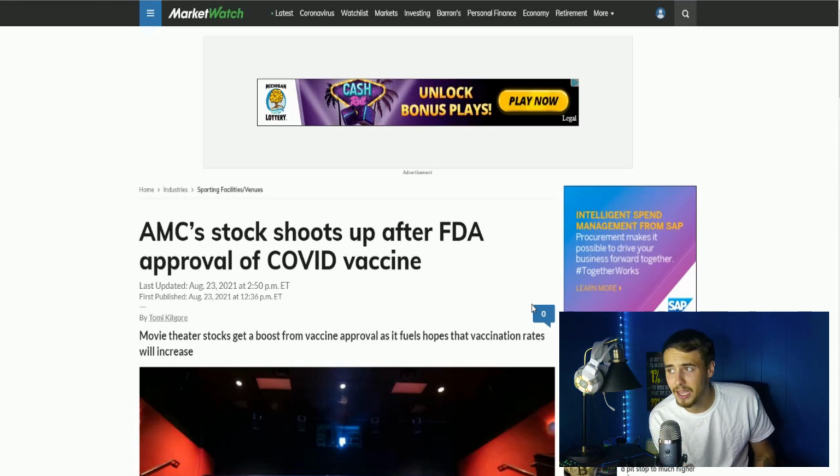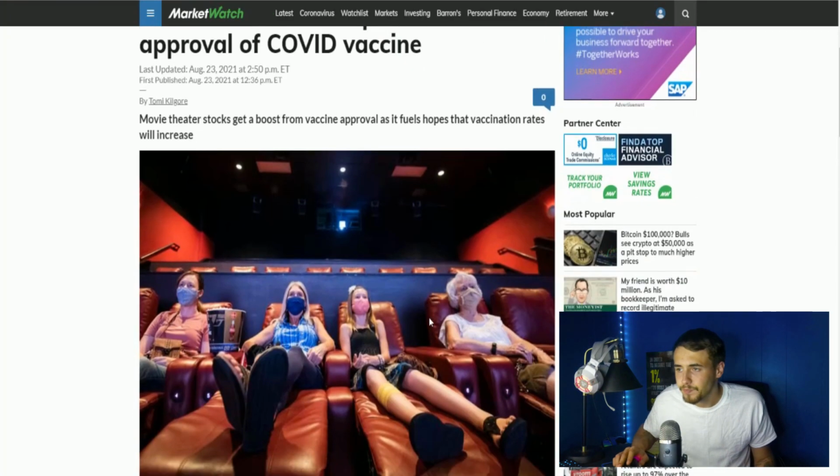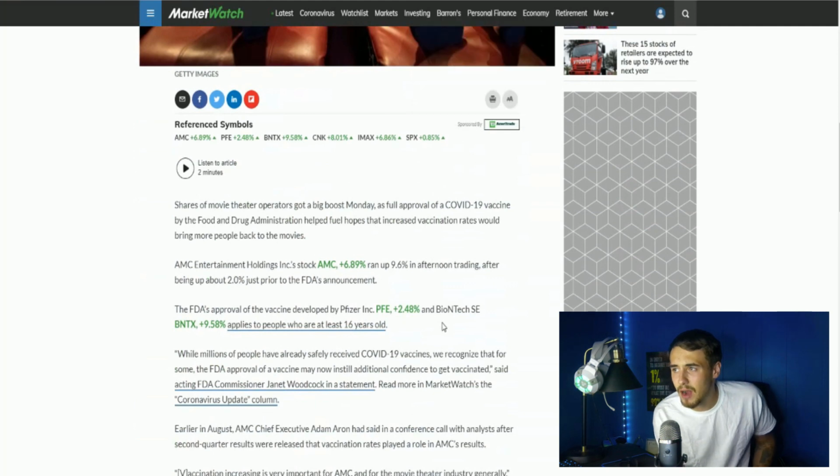So AMC stock shoots up after FDA approval of COVID vaccine. Now it says, shares of movie theater operators got a big boost Monday as full approval of COVID-19 vaccine by the Food and Drug Administration helped fuel hopes that increased vaccination rates would bring more people back to the movies. Now, this is very good. This is bullish sentiment.